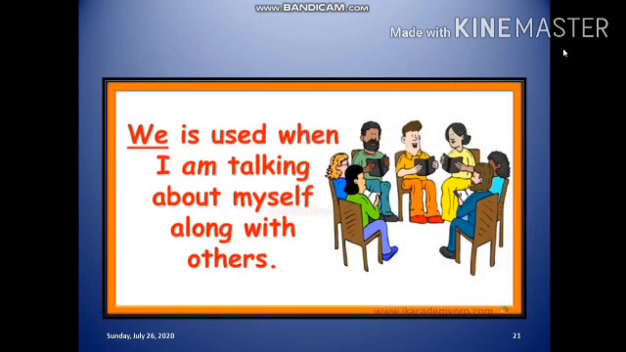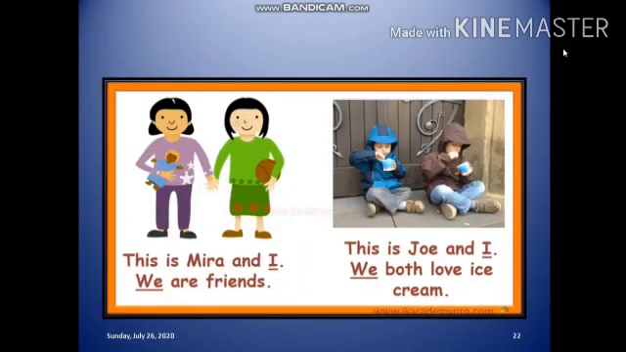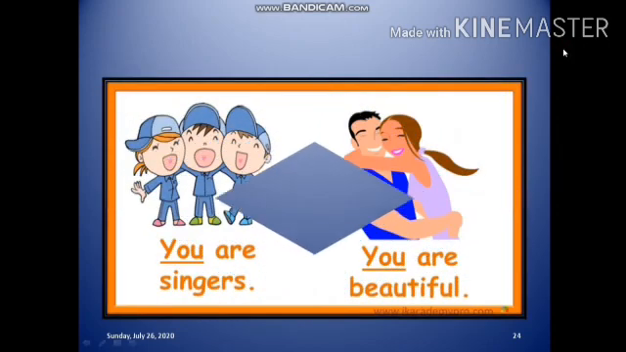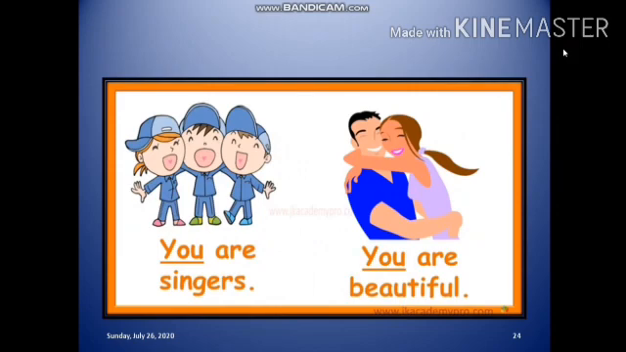Now the pronoun we is used when I am talking about myself along with others. For example, this is Meera and I. We are friends. This is Joe and I. We both love ice cream. Now the pronoun you is used when we are talking to someone in front of us. For example, you are smart, you are beautiful.